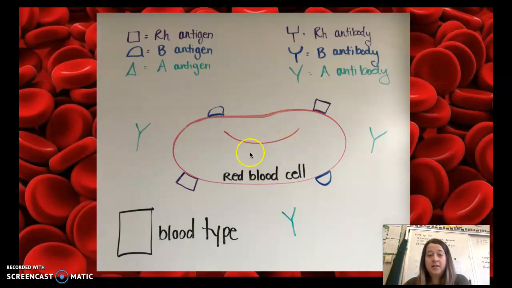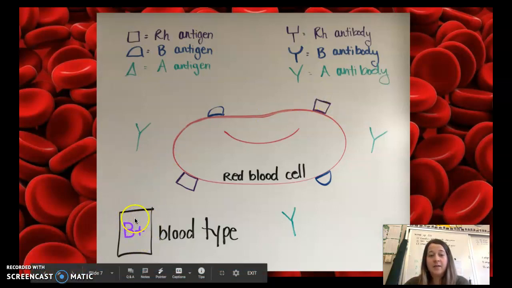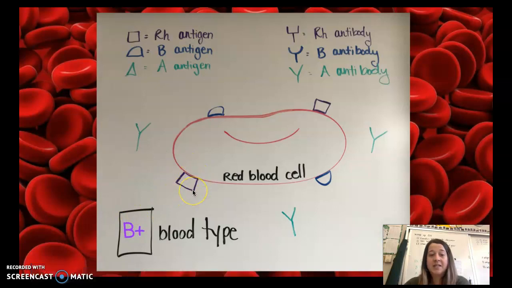So here is a red blood cell. We have B antigens present, Rh antigens present, and then we also have A antibodies floating around. So go ahead and predict what type of blood we have here. Because we have B antigens present, we know that this has to be a B blood type. And because we have an Rh antigen present, we can tell that this would be a B positive blood type. Again, Rh is what tells us the positive or negative. If the Rh antigen is present, it is positive, and if the Rh antigen is absent, meaning that there would not be an antigen here, it is negative.